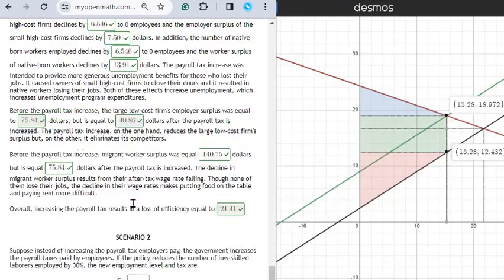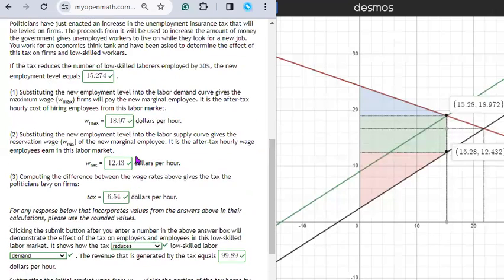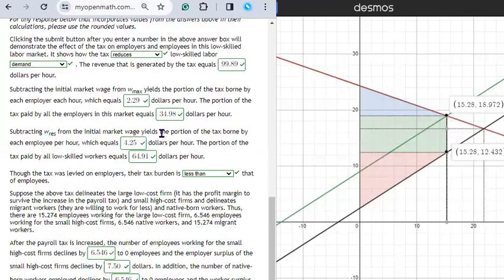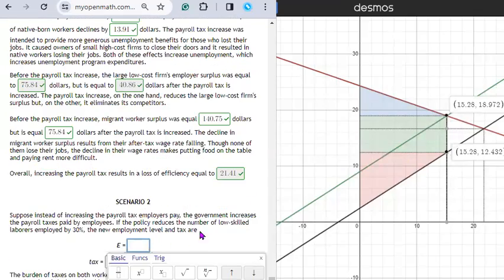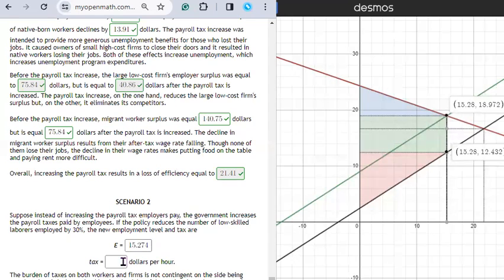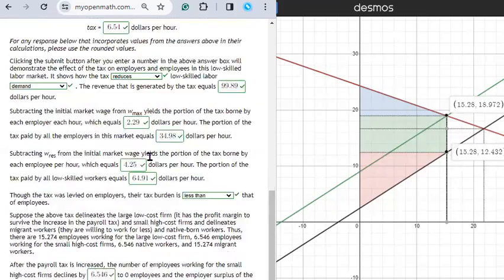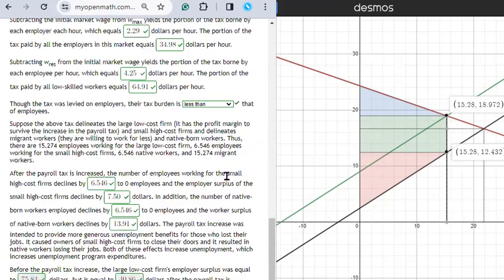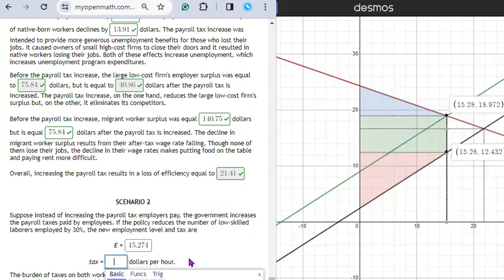The employment level is still, right? The tax still reduces employment level to 15.274, right? It still reduces to 15.274. Okay. And the difference between 18.97 and 12.43 is still 6.54. So it doesn't matter who you tax, the employees or the employers, right?